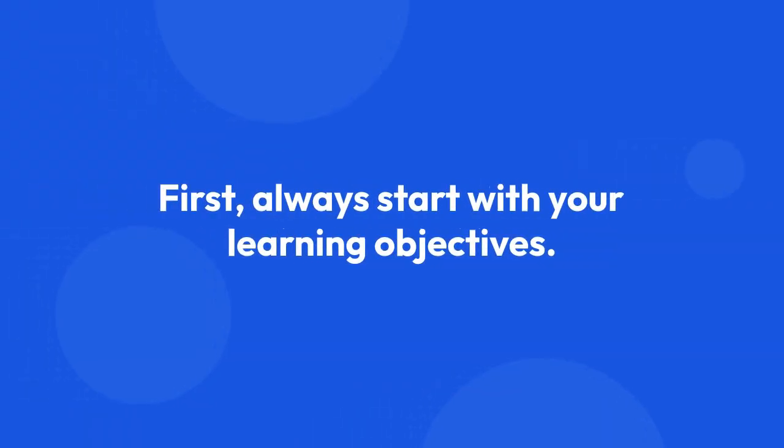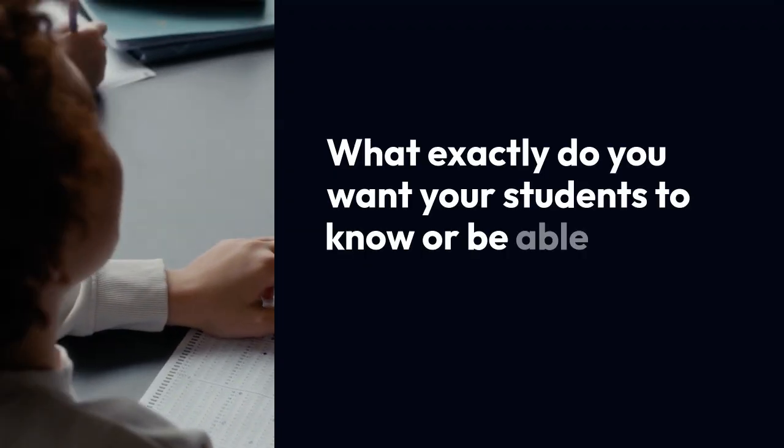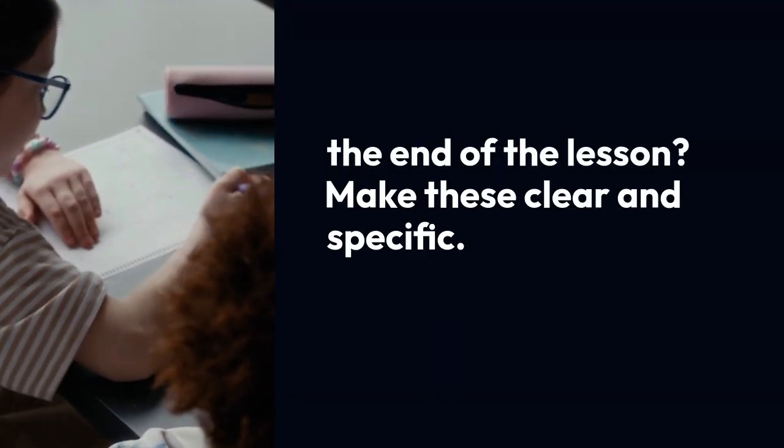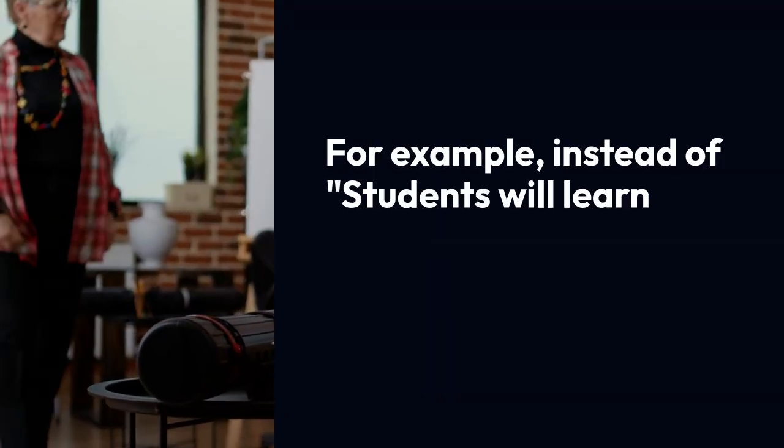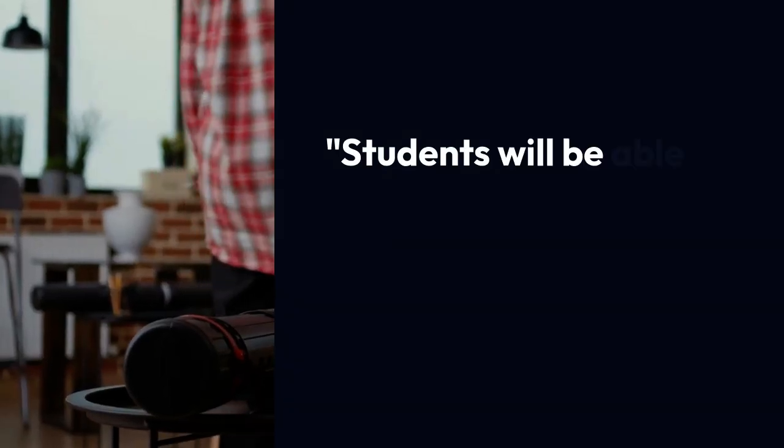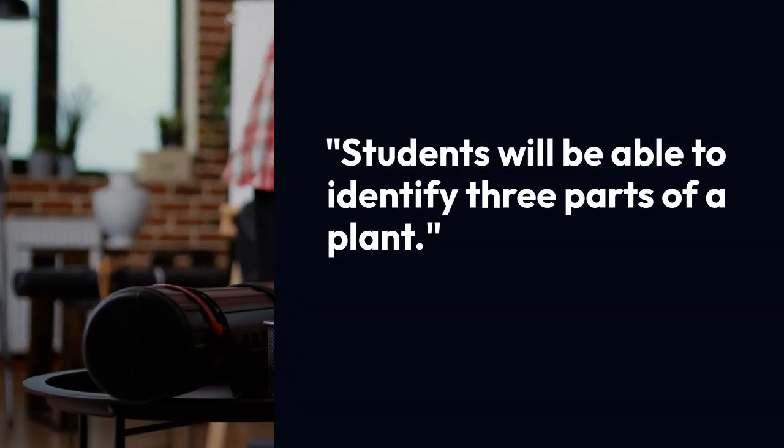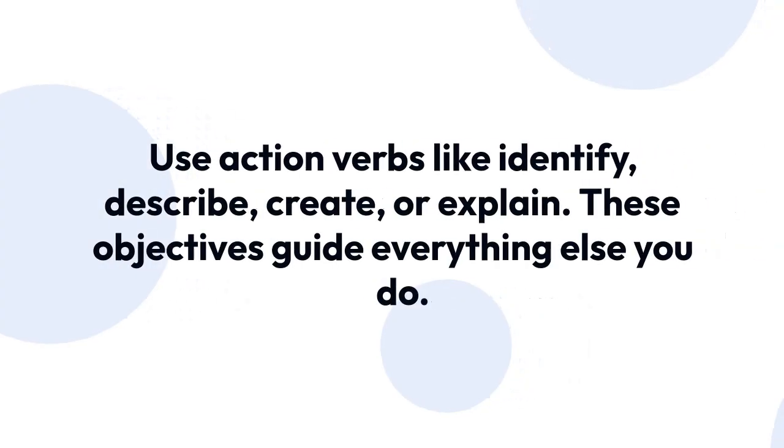First, always start with your learning objectives. What exactly do you want your students to know or be able to do by the end of the lesson? Make these clear and specific. For example, instead of "students will learn about plants," say "students will be able to identify 3 parts of a plant." Use action verbs like identify, describe, create, or explain. These objectives guide everything else you do.